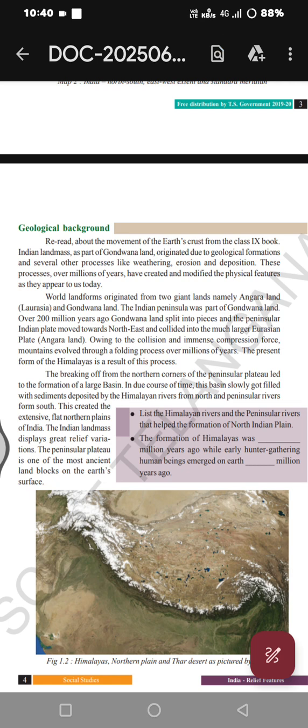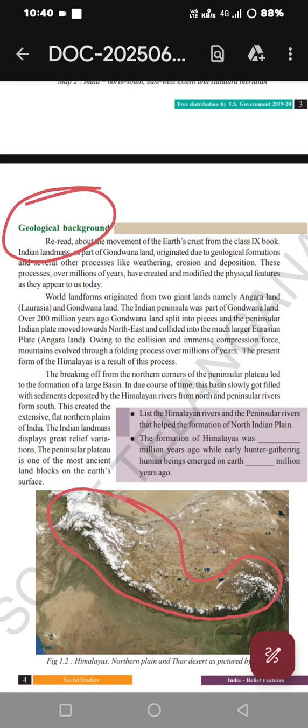Okay. So now we will observe some geographical background of our Indian landmass, like how things were formed and how the Himalayan mountains were formed. If you observe here, these are the Himalayan mountains, and the process of forming these Himalayan mountains is very fascinating to know. So let us dive into the topic without wasting any time.